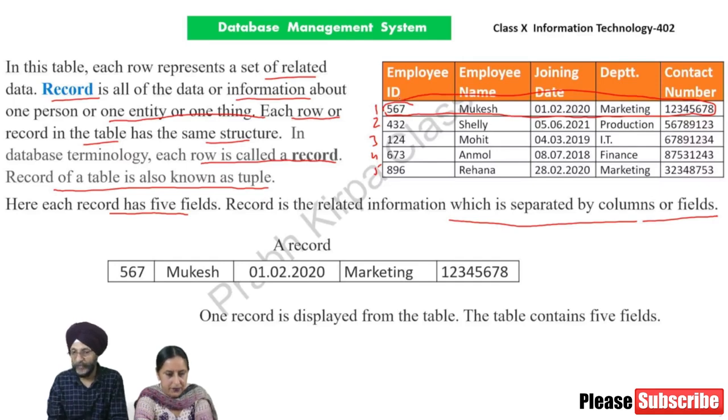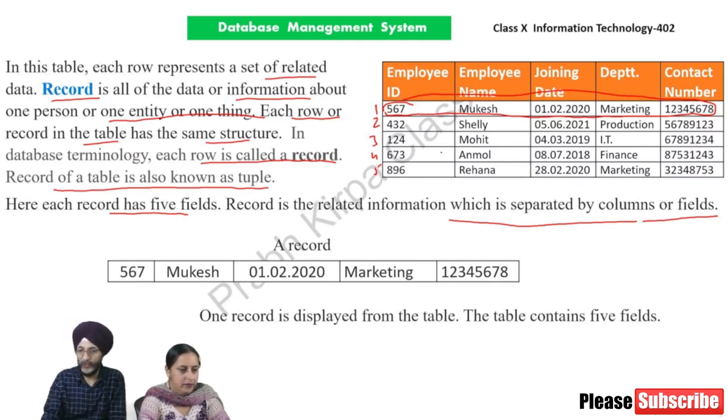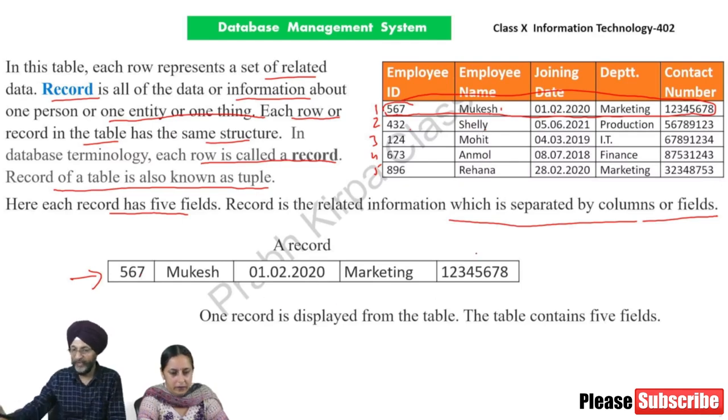In the case of a table, the information is separated from each other by columns. These are the rows, and the information is divided by columns. These are the columns. This is one record: 567, Mukesh. This is the employee name. This is the joining date. This is the one record which we have shown here. This is the first line. In the same way, 432, Shelly. This will become the complete line. A complete row will become the second record.